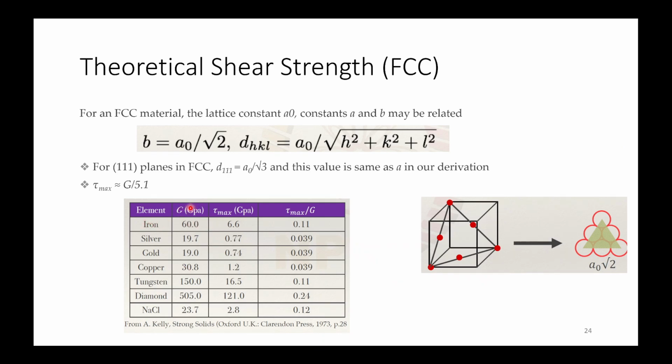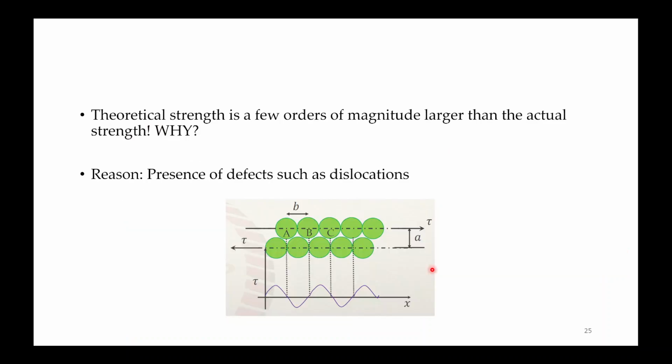Now for different elements, tau max and G are calculated. So we see that there is a difference. The theoretical strength is a few orders of magnitude larger than the actual strength. Now why is there so much difference? It is because of the presence of defects.